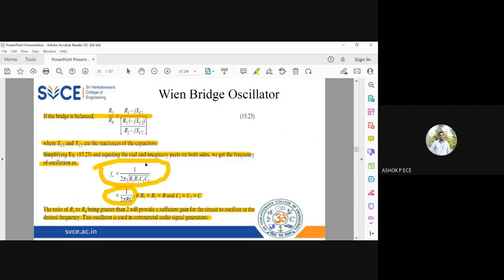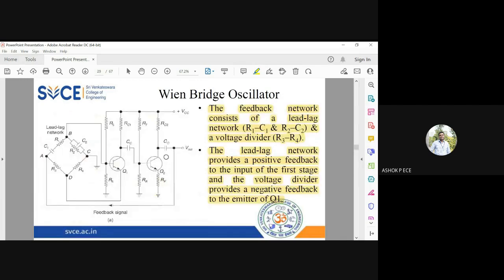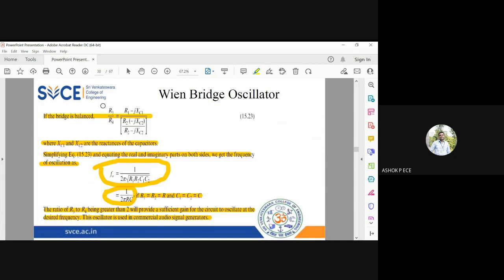So one way of deriving the frequency of oscillation is using the bridge balance condition, because these two amplifiers have no role, just to increase the signal strength and provide the feedback. So the bridge will determine what is the frequency of oscillation of your Wien bridge oscillator. So one method of deriving F naught is using the bridge balance condition.